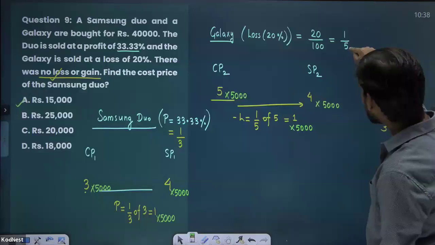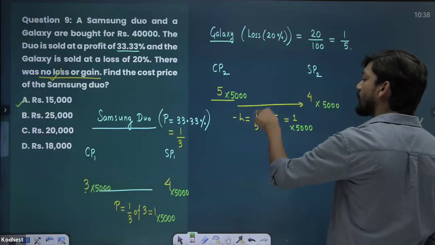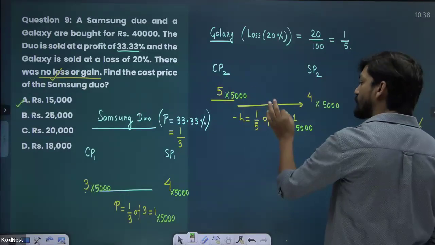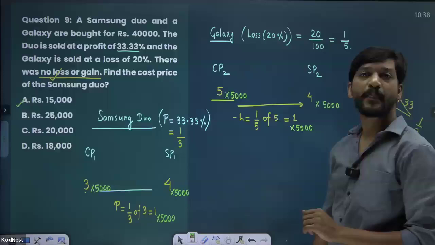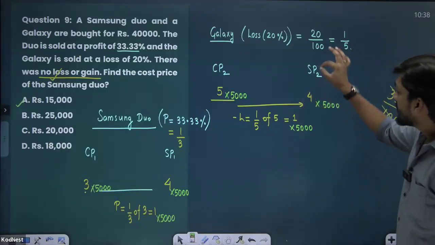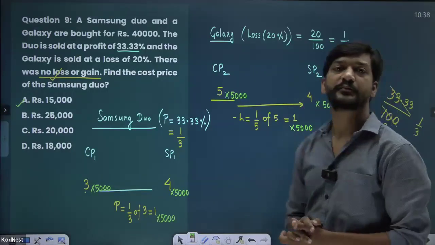I will take the cost price as 5 so that 1/5 comes out as loss. 1/5 of 5 is 1. So 1 is the loss. If 1 rupee is the loss, selling price will be 4 rupees.